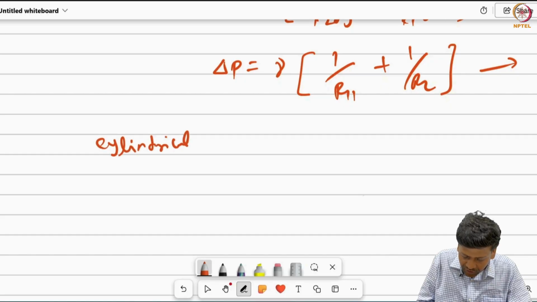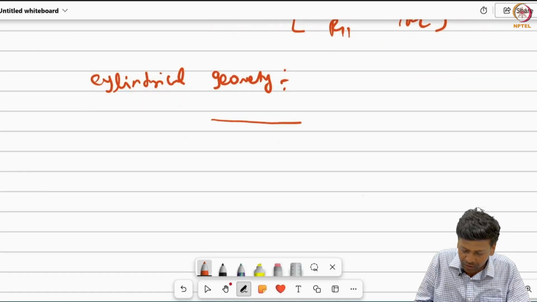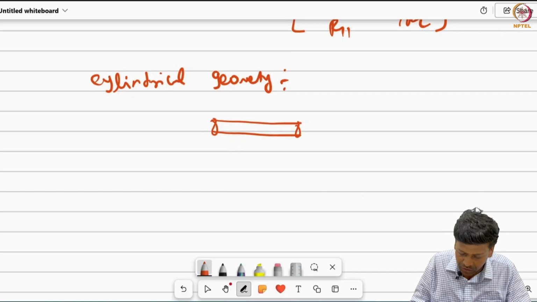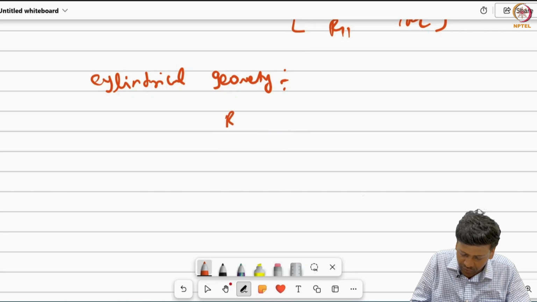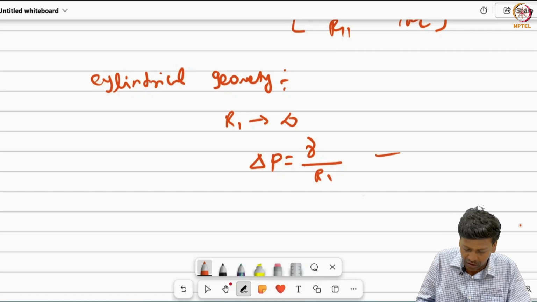Cylindrical geometry. In such a scenario, the major axis will be infinitely larger than the minor axis. So mathematically we can say that R1 will be tending to infinity. In such a scenario, we will get delta P equal to gamma by R, right? This is for the case of a cylinder.